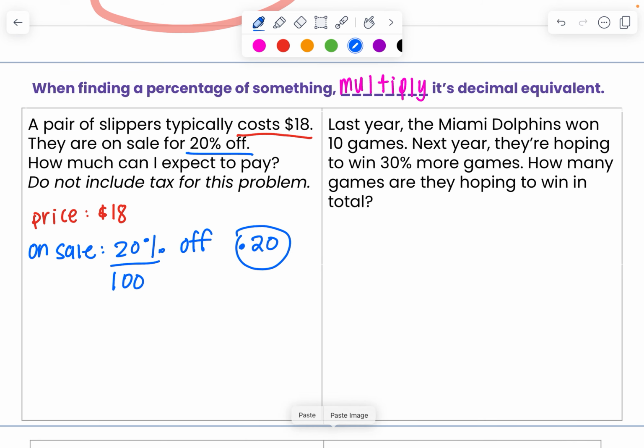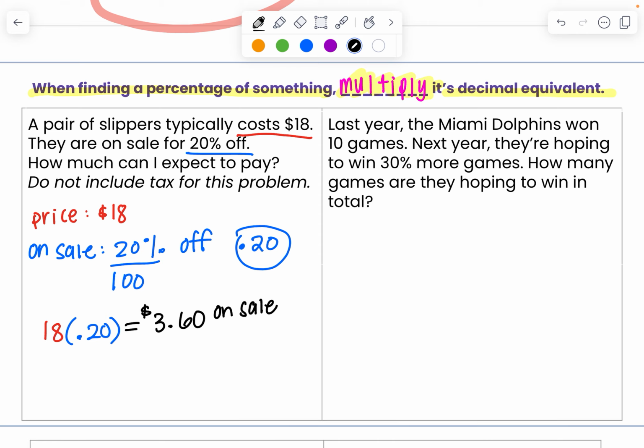Okay, so that's the decimal. And again, if we're following these directions, when finding a percentage of something, we're going to multiply by its decimal equivalent. So obviously I'm talking about the price of the slippers. So I'm going to take 18 and multiply it by the decimal, 0.20. Now, if I run this into my calculator, 18 times 0.20, I get 3.6. Or we're talking about money, so I'm going to put $3.60. Okay. Does this mean that the cost of my slippers is $3.60? No, that means how much they're on sale.